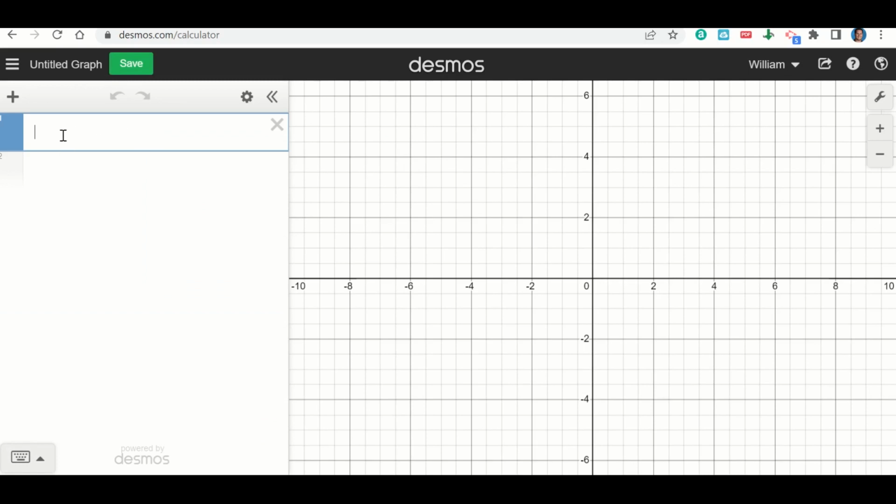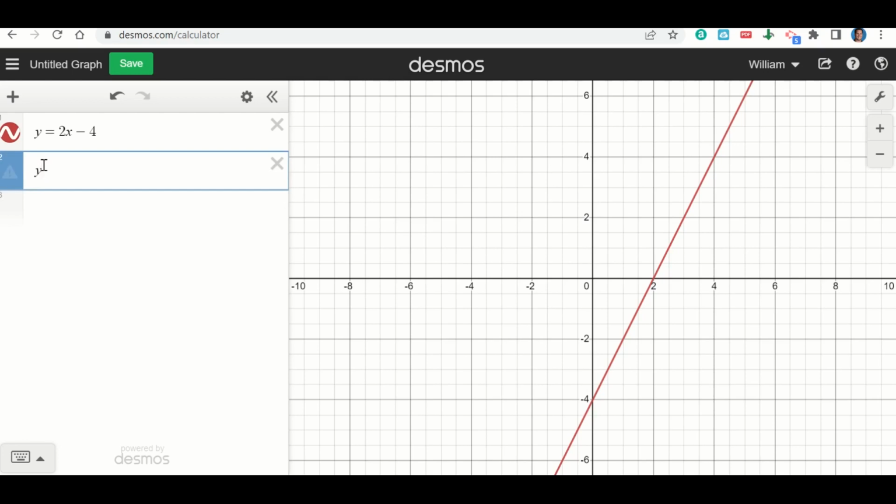Now, this allows us to type in our equations over here. So let's go ahead and put in an equation. Let's say it's y equals 2x minus 4. So there's our first equation. Now we're going to type in our second equation. So we're going to go to the line below it, and let's say it's y equals negative 2x plus 4. So there's my two lines.